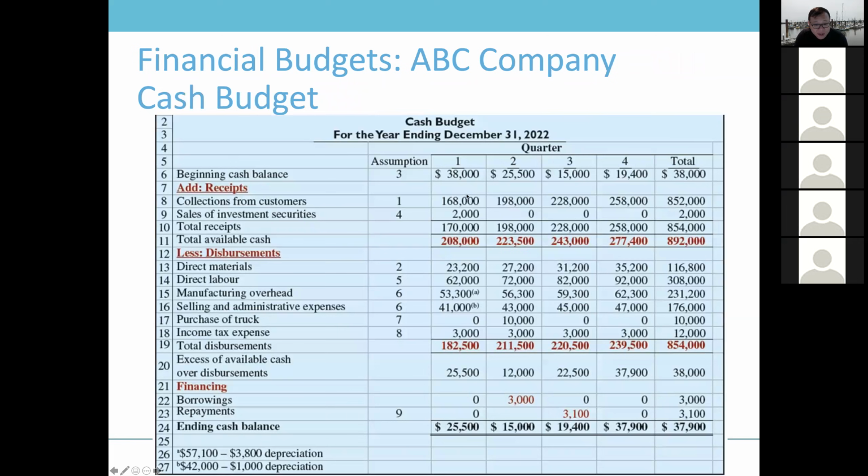Okay, and so I'm collecting this from the customer. And also, there's a buyer. They are buying my investment. They give me $2,000. So this is the cash I received, 170,000 from these two sources. And together with the opening, I have a total cash available, 208,000. And I need to pay the supplier 23,200.